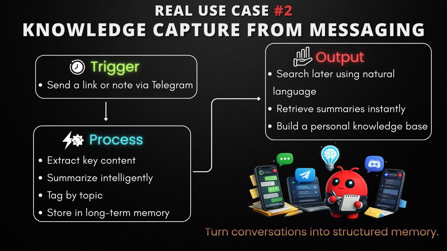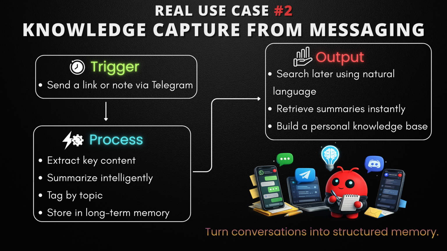Here's another everyday scenario. Imagine you're scrolling and you find an interesting article, GitHub repo, research paper, or idea. Instead of bookmarking it and forgetting about it, you simply forward the link to your OpenClaw agent through Telegram. The agent extracts the content, summarizes the important parts, tags it by topic, and stores it in its long-term memory. Weeks later, you can ask something like, "What was that article about vector databases I sent you last month?" And it retrieves a structured summary instantly.